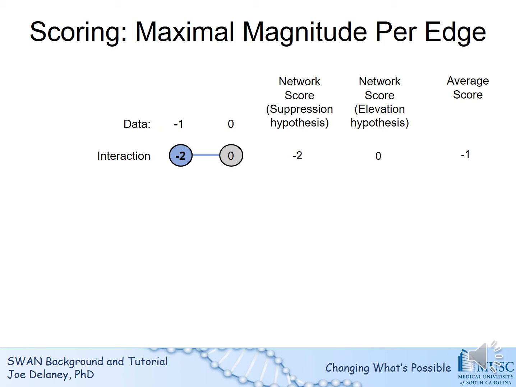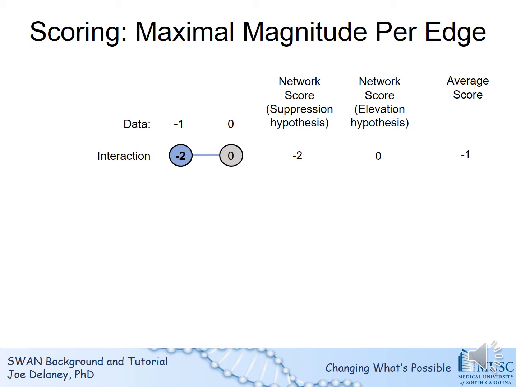Let's say we're looking at just this one edge, and we have data scored here on the top of either -1 on the left side or no change on the right side. And so we have an edge that is counted as -2. And that's simply because we multiply either individual node's change by 2 because it's within an edge. SWAN tests 2 hypotheses, as discussed in a separate video. One is the suppression hypothesis, and one is the elevation hypothesis. And in the end, we have some sort of output magnitude score, which is an average of these 2 hypotheses.